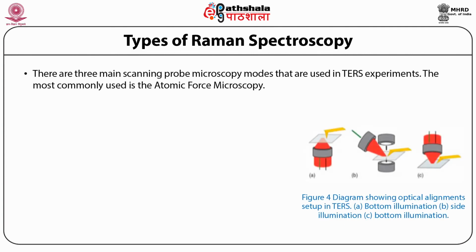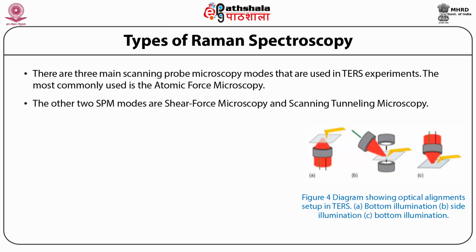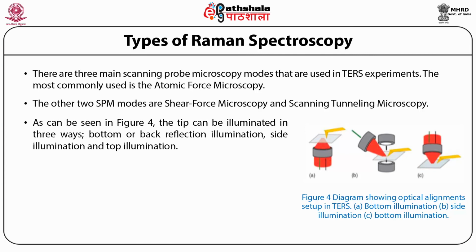Students, there are mainly three scanning probe microscopy modes that are used in TERS experiments. The most commonly used is atomic force microscopy. The other two SPM modes are shear force microscopy and scanning tunneling microscopy. As can be seen in figure 4, the tip can be illuminated in three ways: the bottom or backlit reflection illumination, side illumination, and top illumination.